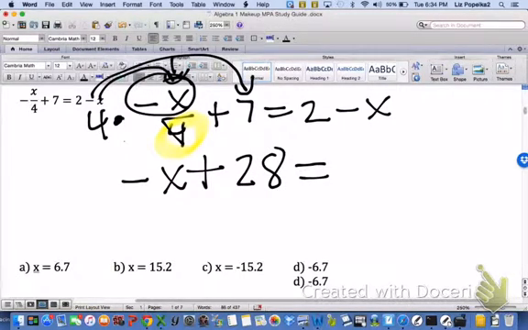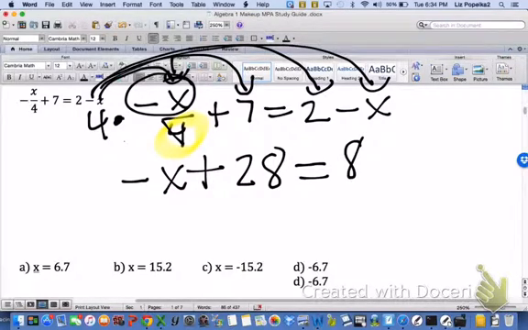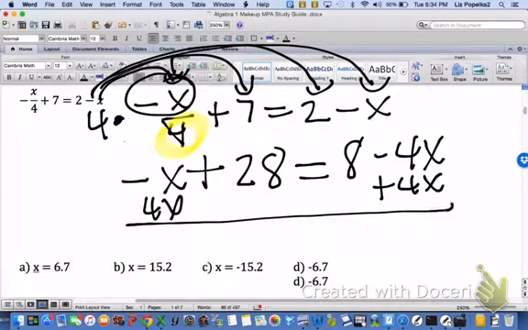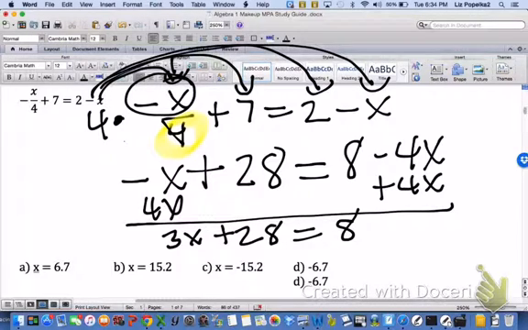Stick my equal sign in there. 4 times 2 will give me 8. And then 4 times negative x will give me negative 4x. Just like I did a second ago, I'm going to add 4x to both sides. That is going to leave me with 3x plus 28 is equal to 8. If I subtract 28 from both sides, that'll leave me with 3x is equal to negative 20. And then finally, for my last step, I have to divide both sides by 3.